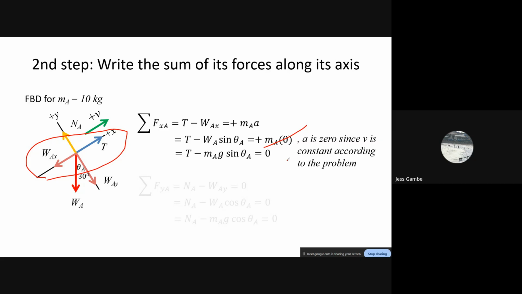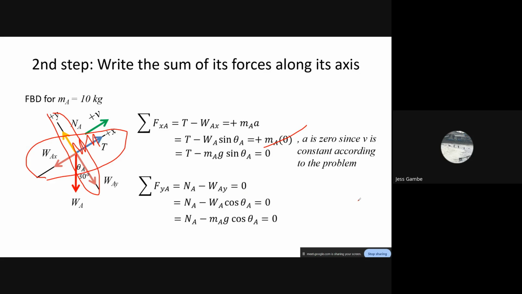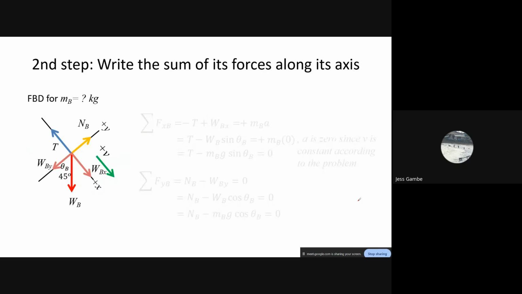The next one is the sum of forces along y for A. In this case, the normal force A minus the weight AY, pointing downward, is equal to 0. It is zero since the block is not oscillating along this y-axis. We then apply the cosine function to obtain the value of weight AY in terms of the magnitude of weight A times the angle. That is for mass A.